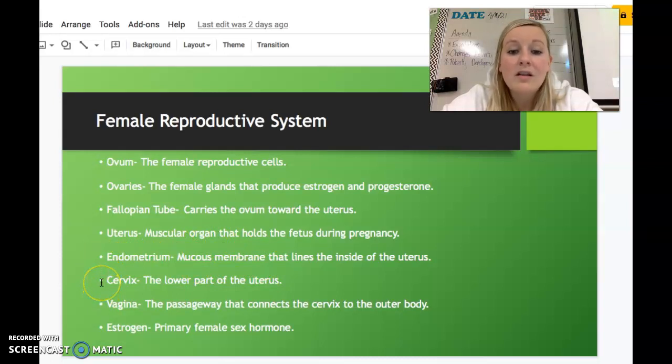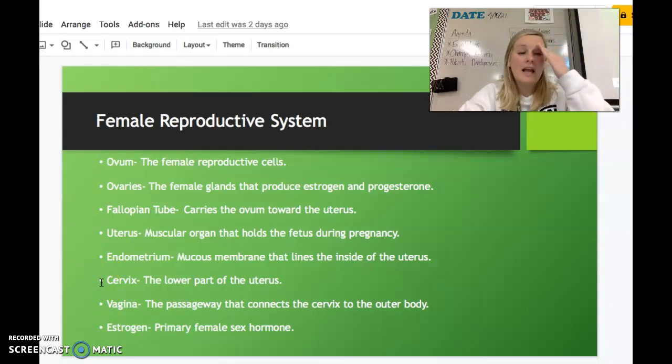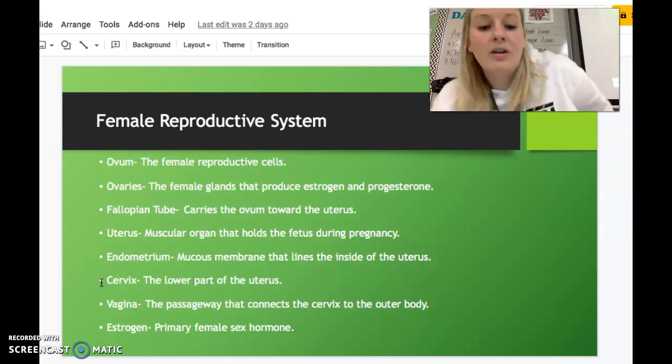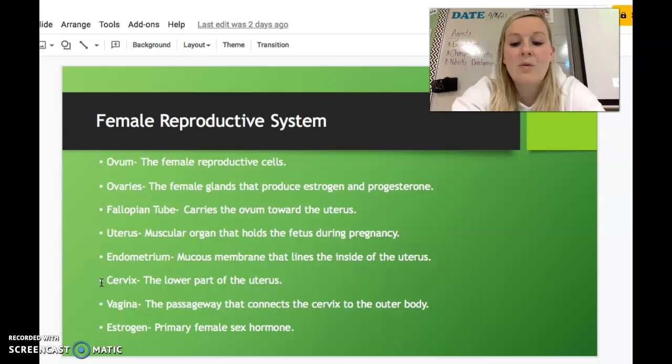The cervix is the lower part of the uterus. So if someone is pregnant and giving birth, you might have heard the term before that so-and-so's cervix is dilating. That's just meaning that the baby is getting ready to arrive as the cervix is getting ready for the baby to be born. Vagina then is going to be the last part.